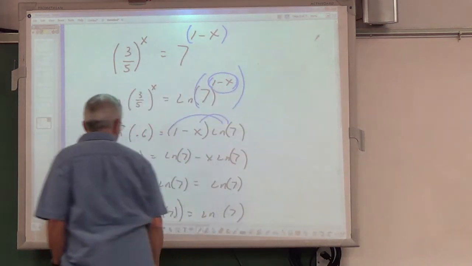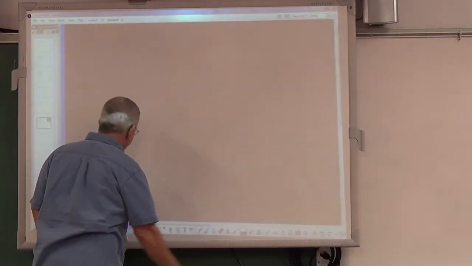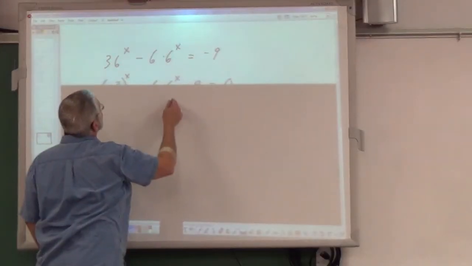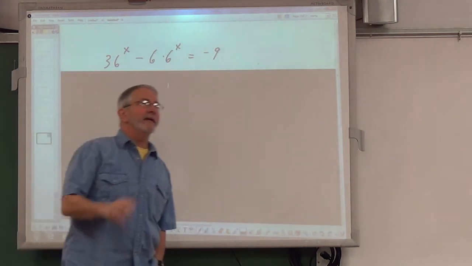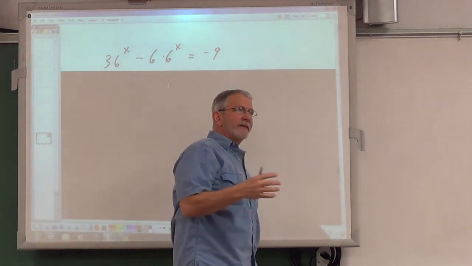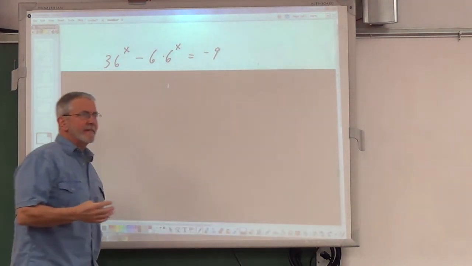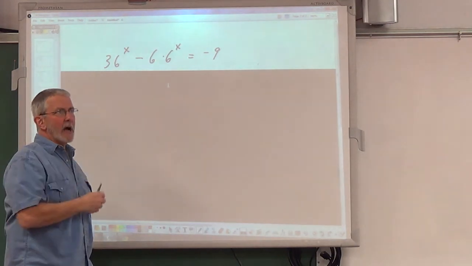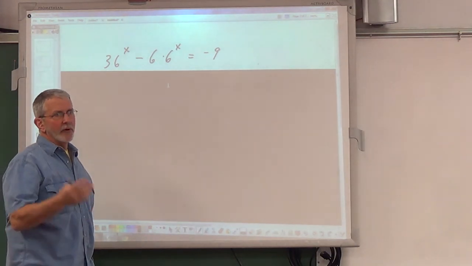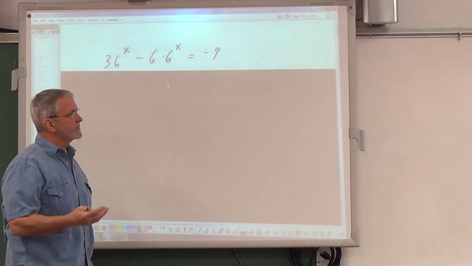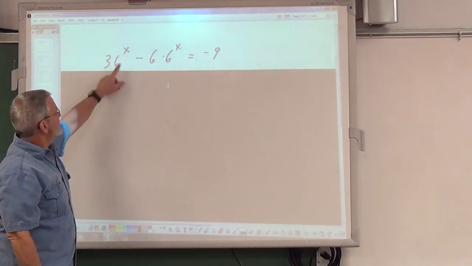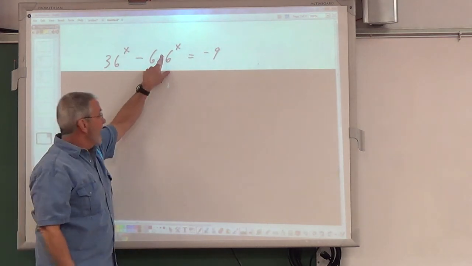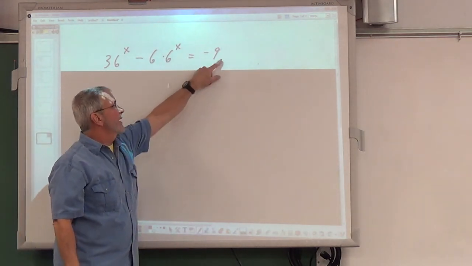Let's go to our final example here. And we have this one right here. This again is a nasty little problem. Not nasty, this is an easy problem, if you know the correct method. If you don't know the correct method, you could be looking at this problem for days upon days. So I have 36 to the x minus 6 times 6 to the x is equal to negative 9.